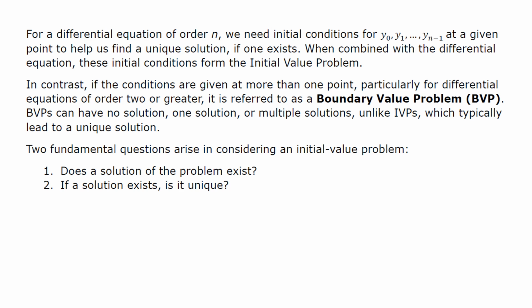In contrast, if the conditions are given at more than one point, particularly for differential equations of order 2 or greater, it is referred to as a boundary value problem, or a BVP. BVPs can have no solution, one solution, or multiple solutions, unlike IVPs, which typically lead to a unique solution or a particular solution. So two fundamental questions arise when we are considering an initial value problem.